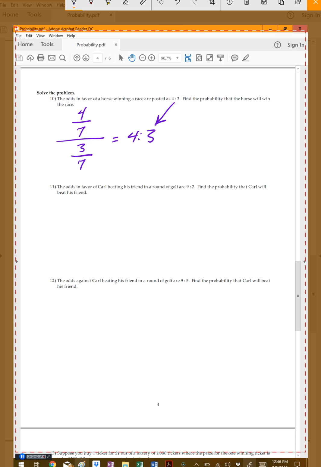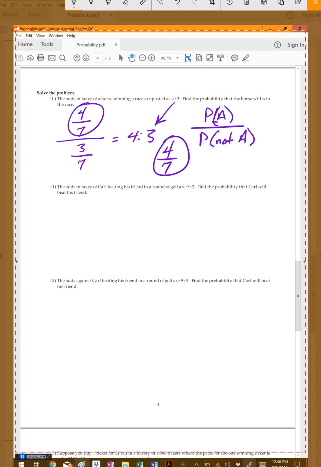So remember, the odds in favor are the probability of A happening over the probability of not A. So these fractions are probabilities. We want the probability that the horse will win the race. Well, that is this number, 4/7. So the probability that the horse wins the race is 4/7. And I need to move that, it's too close to our other question. So 4/7.